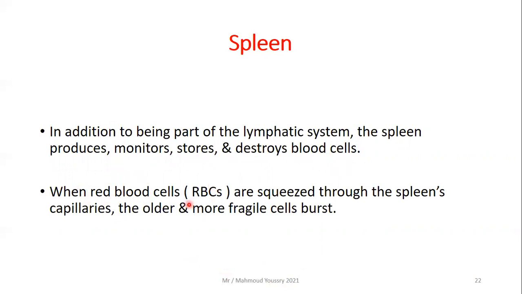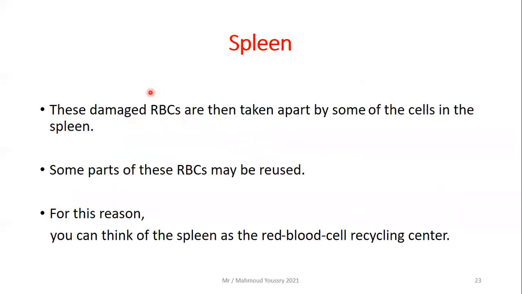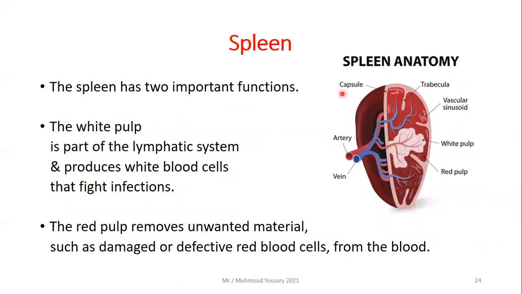When the red blood cells, or RBCs, are squeezed through the spleen's capillaries, the older and more fragile cells burst. In this case, these damaged red blood cells are then taken apart or taken away by some of the cells in the spleen. Some parts of these red blood cells may be reused. For this reason, we can think of the spleen as the red blood cell recycling center. So this is a center for recycling red blood cells.